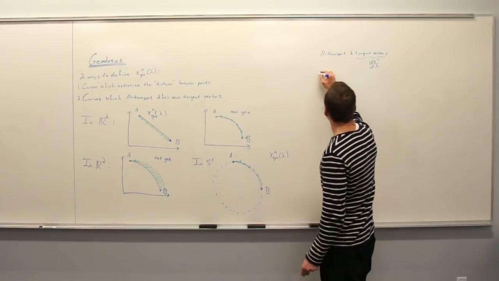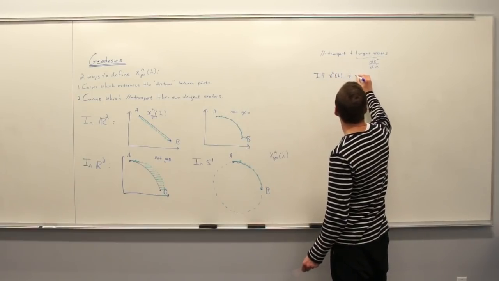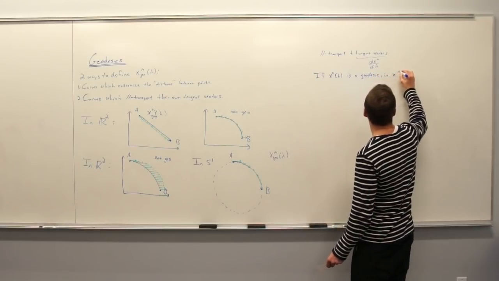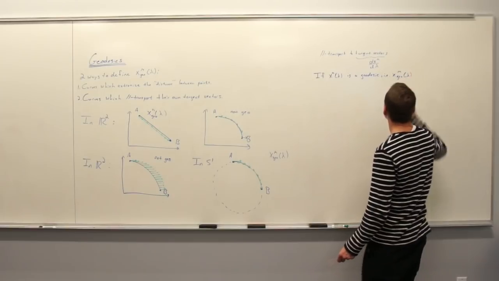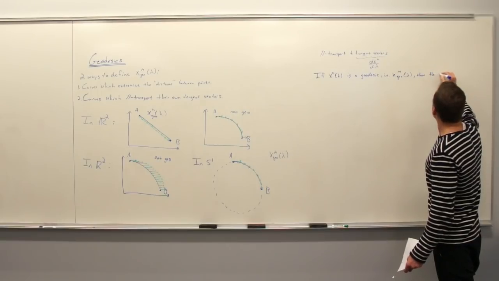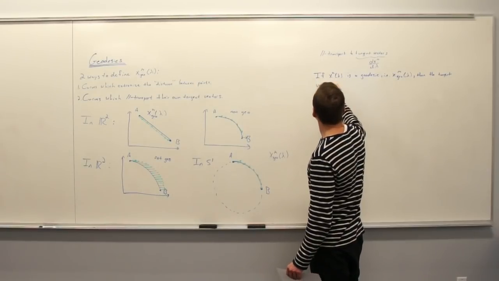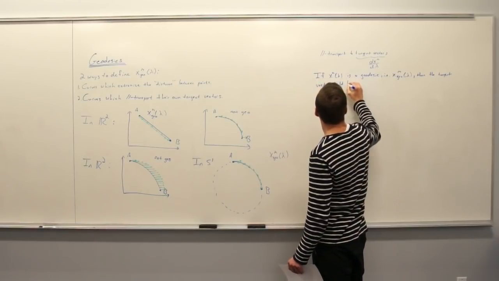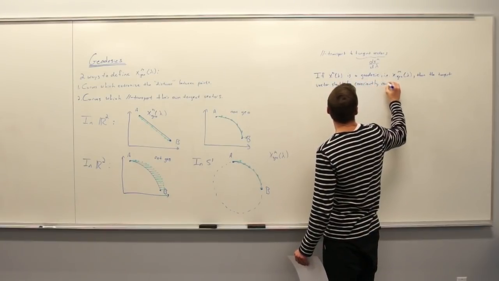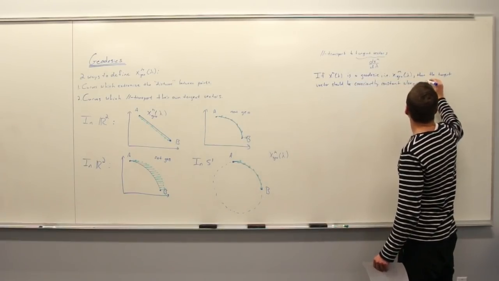And then what I'm going to say is the following. If a curve x mu lambda is a geodesic, that is, it's actually x geo, then the tangent vector should be covariantly constant along the path.